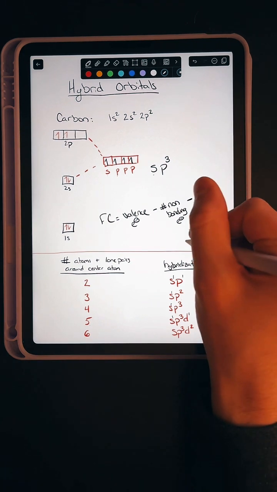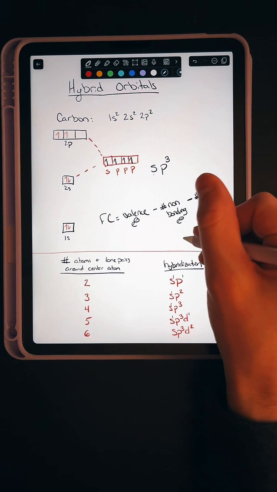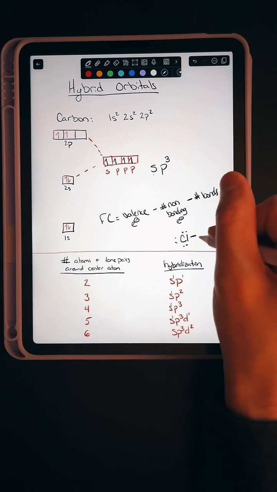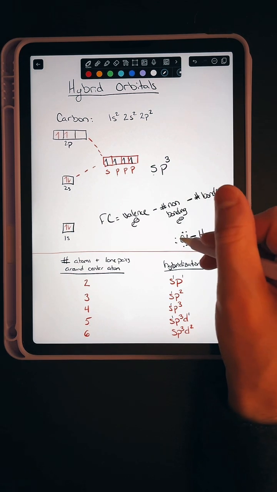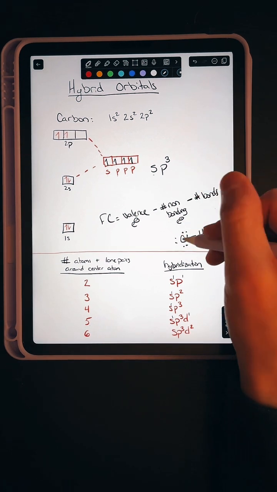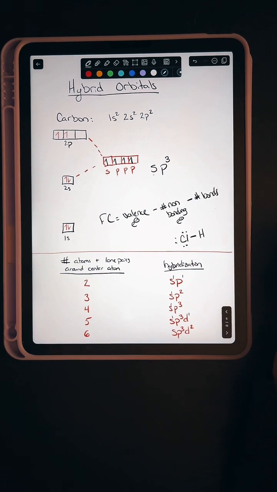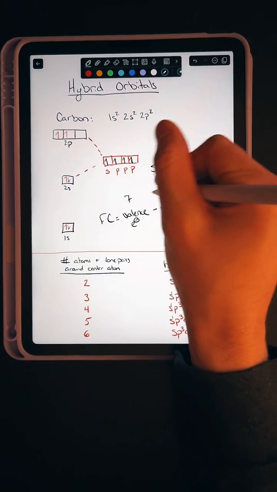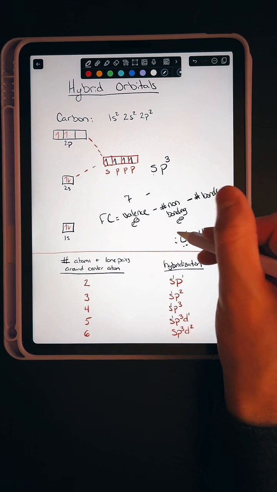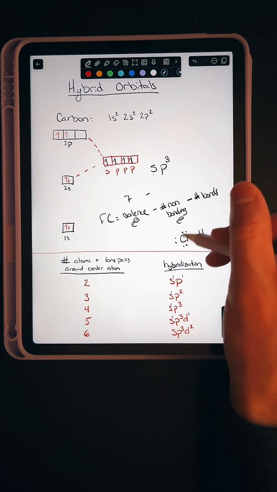So if I had something like, let's see, Cl, something like this, and I wanted to know about the formal charge of this chlorine, well, our chlorine brings 7 valence electrons, minus non-bonding or lone electrons. Those are your little dots that you put in your Lewis dot structure.